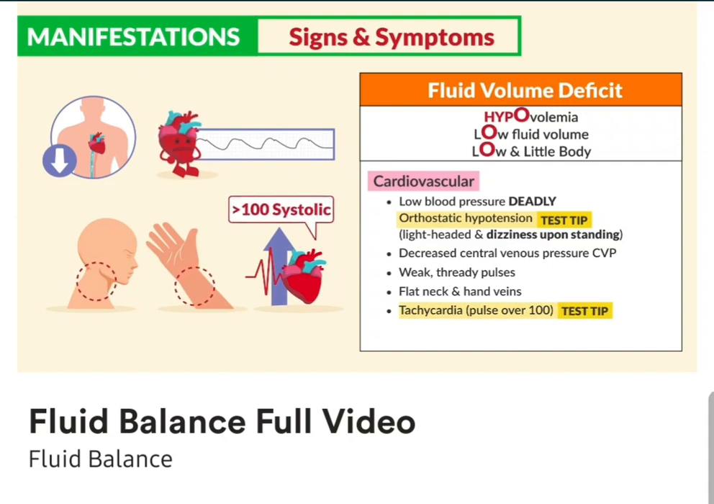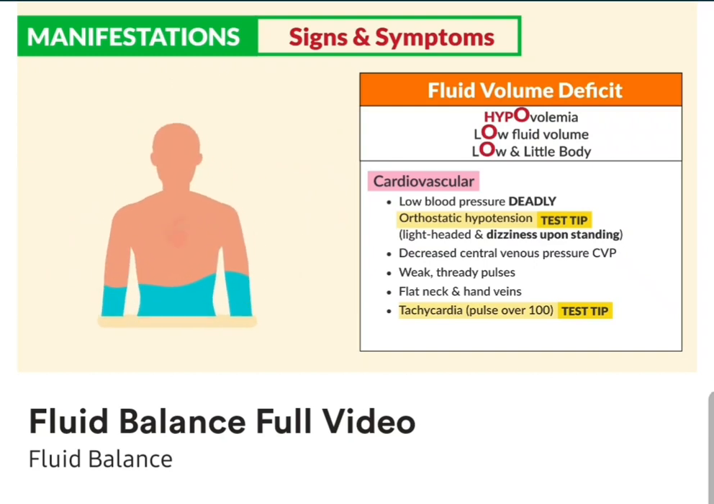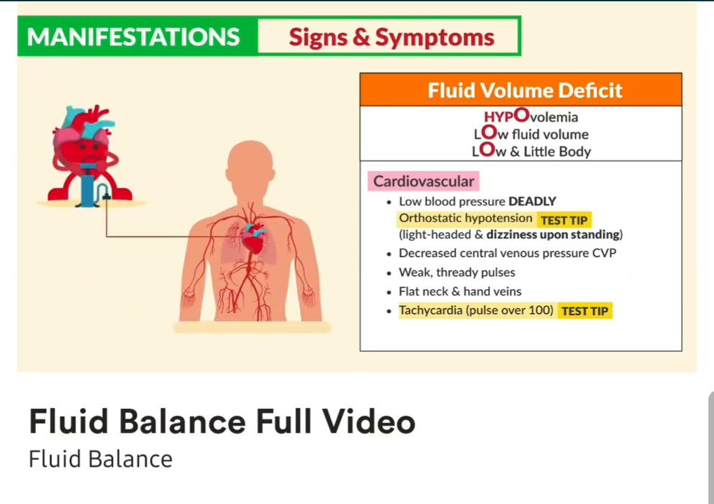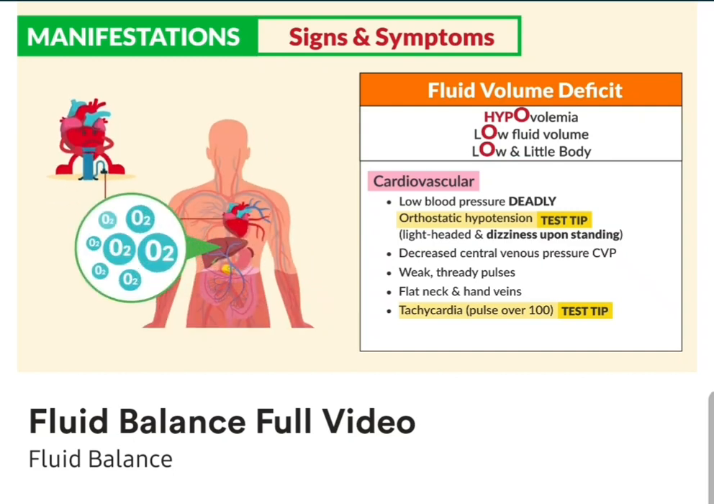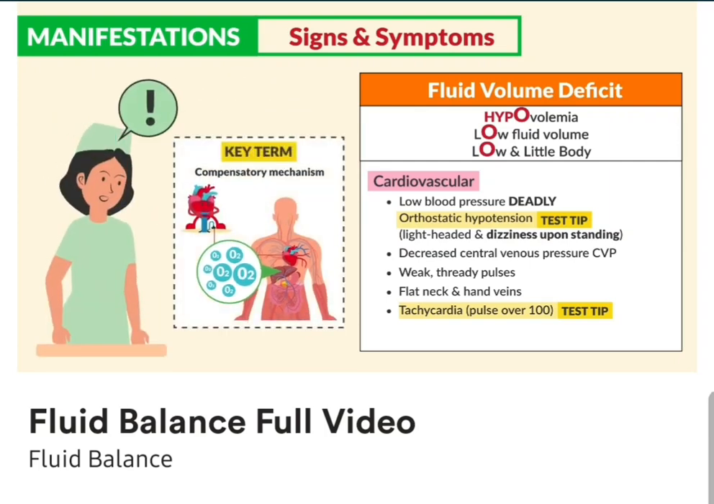Big test tip. So ask yourself, why is the heart rate high? Well, why though? This is because the body's trying to make up that decreased fluid volume by pumping the little blood it has at a faster pace all over the body to perfuse and oxygenate the tissues and organs. So the body's trying to compensate or balance itself out. This is what's called a compensatory mechanism, a big term that you will be hearing throughout your entire nursing career.